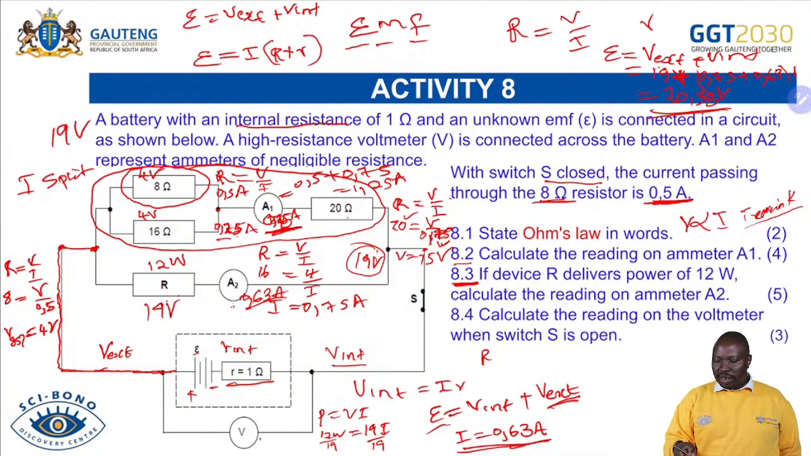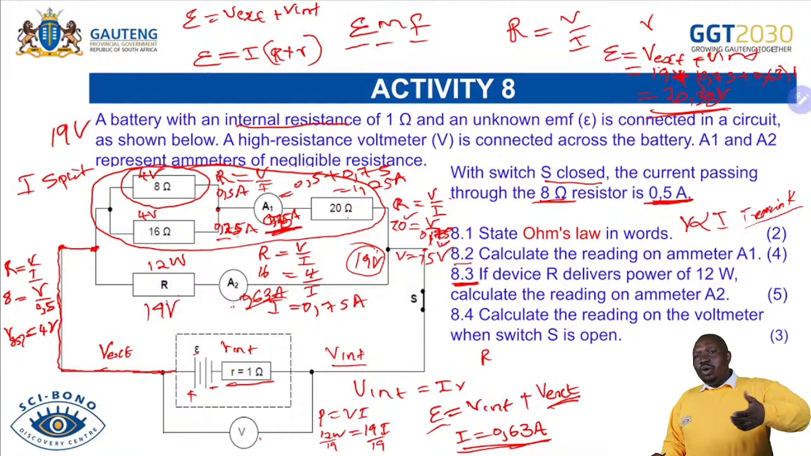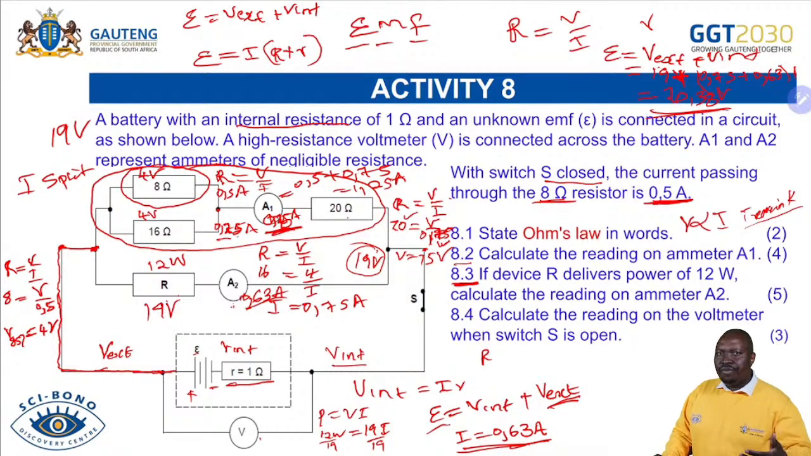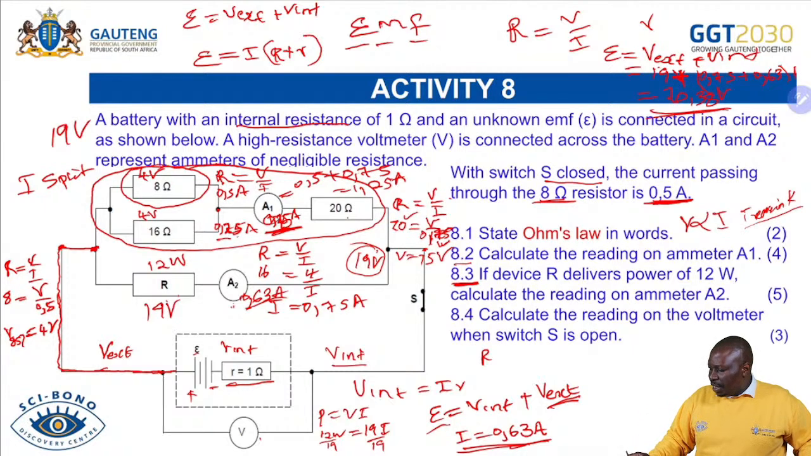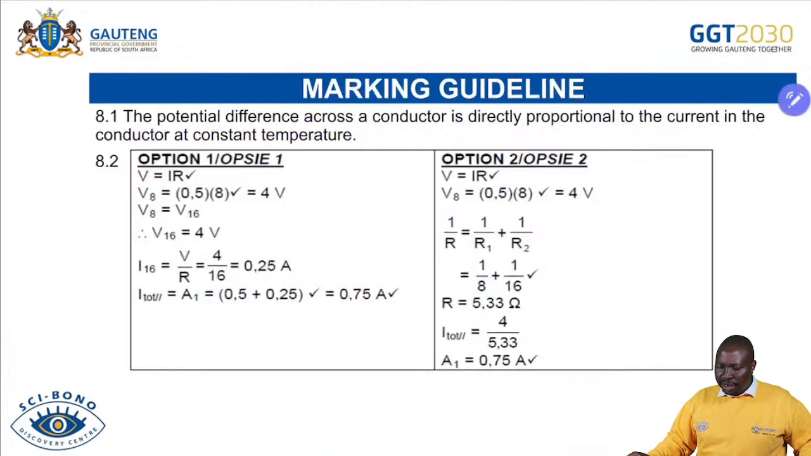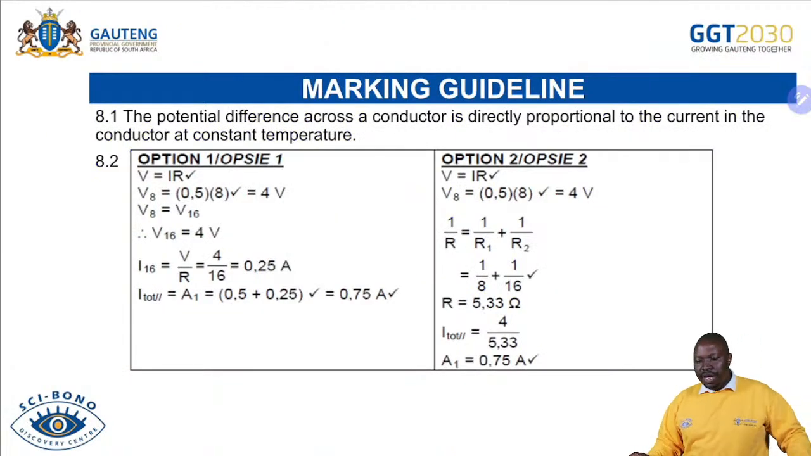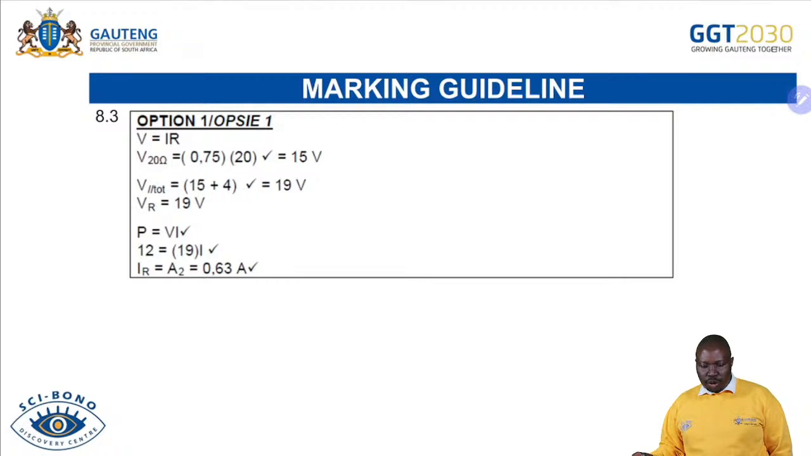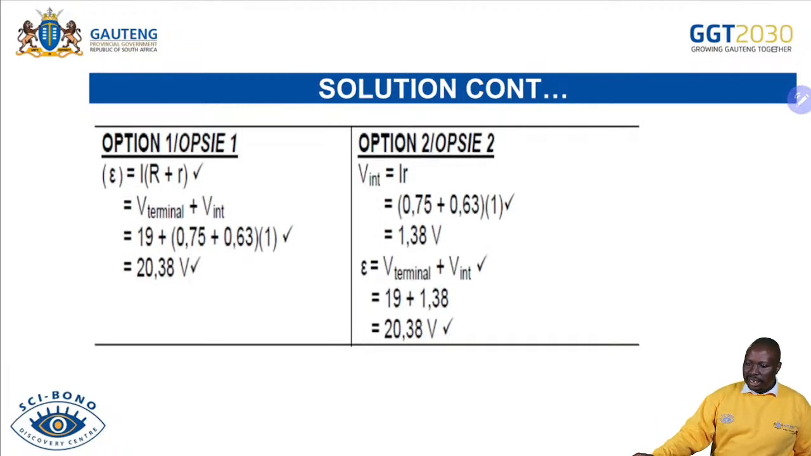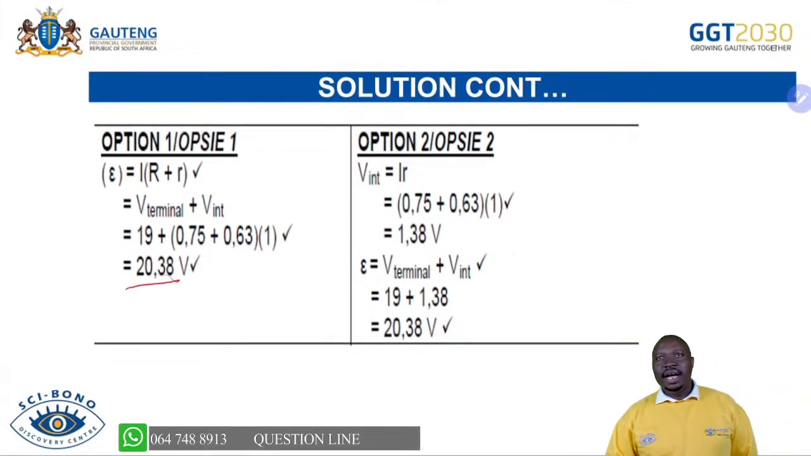Then you were able to answer the question that says calculate the reading on the voltmeter when the switch S is open. So I think this question opened your eyes to say we won't at all times say calculate EMF. We can ask the same question but put it in different ways. I am hoping that you have enjoyed this lesson, and that you were able to follow whatever we were doing as the memorandum indicates there, which is all that we have been doing. And then you can see that's what we did until we calculated our EMF, which we got 20.38.